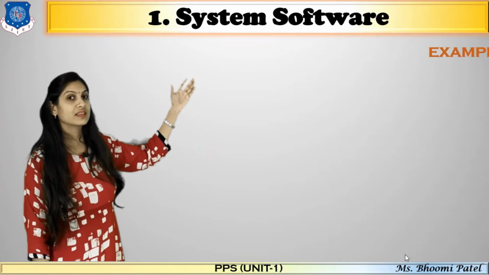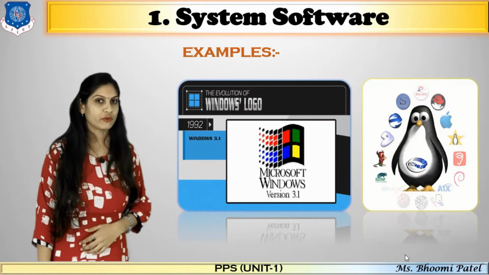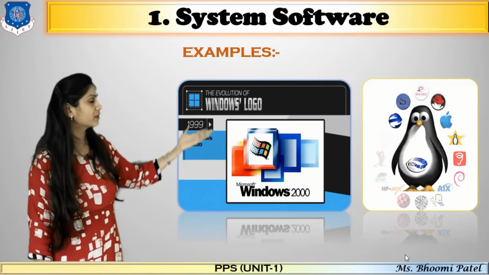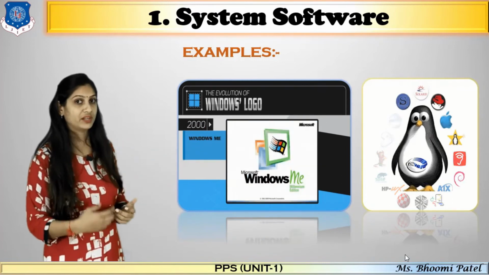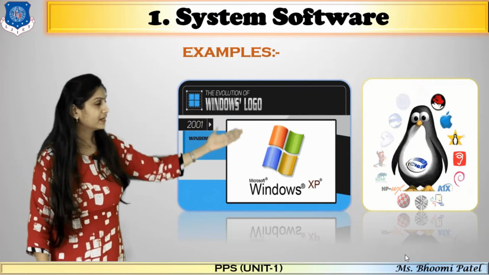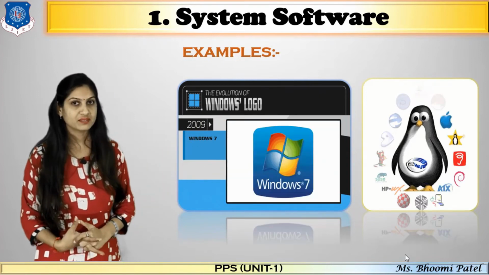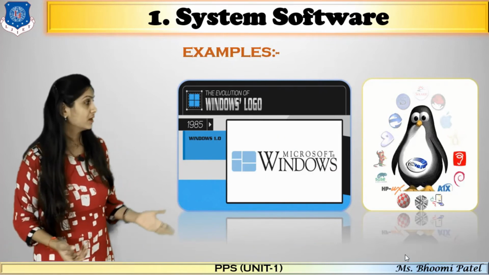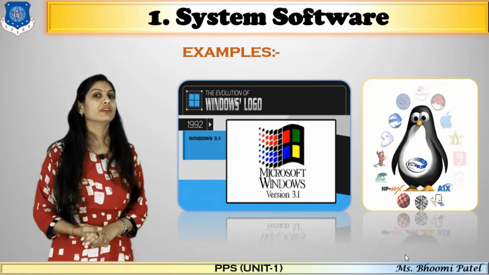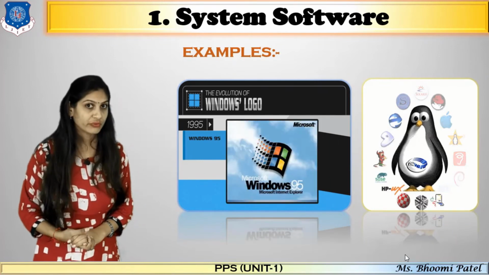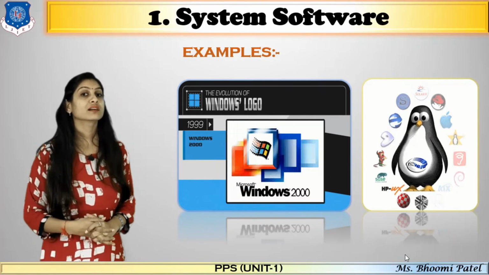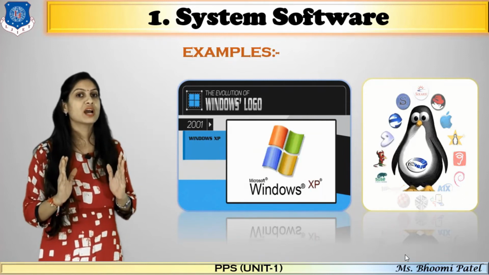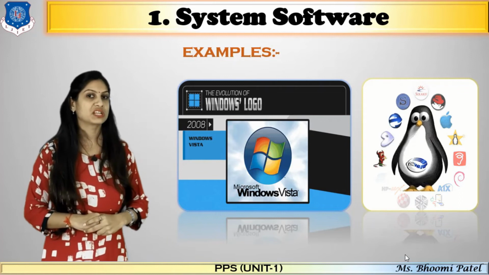Here we can see the examples of system software. First example is the Windows operating system, the different versions of Windows like 7, 10, Vista. Second, the Linux operating system. Another is Unix, then Android, iOS. All these operating systems are system software. Other examples are compiler, assembler, interpreter. These words we will learn in our next video session.